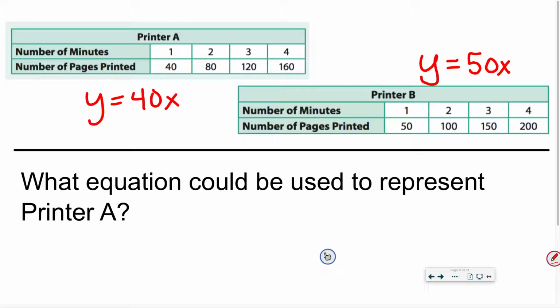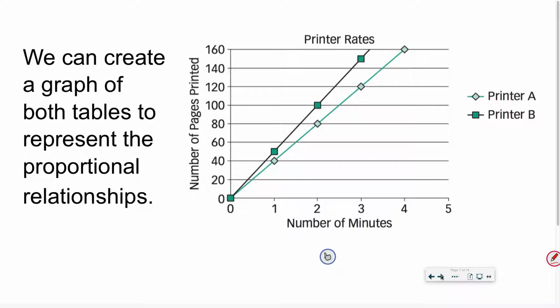Absolutely. Perfect. Now the other option, we can put them both in tables, we can put them both in equations, or we can put them both on a graph. By looking at that graph, do you see which one is growing faster? Yes. Which one, the diamonds or the boxes?